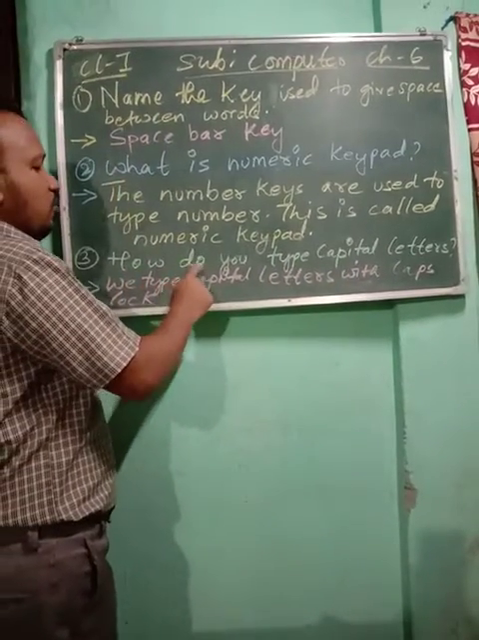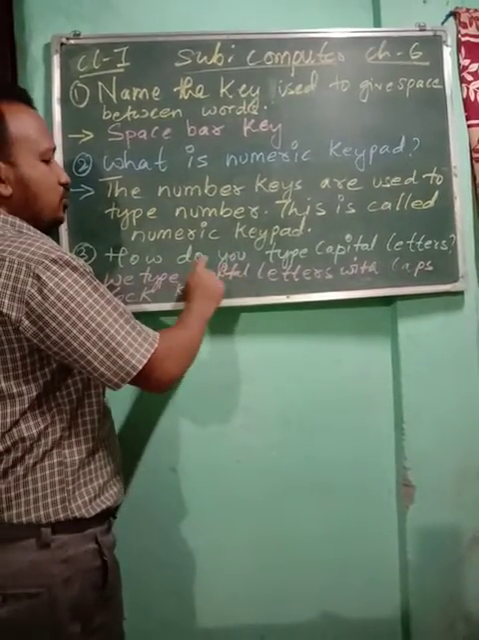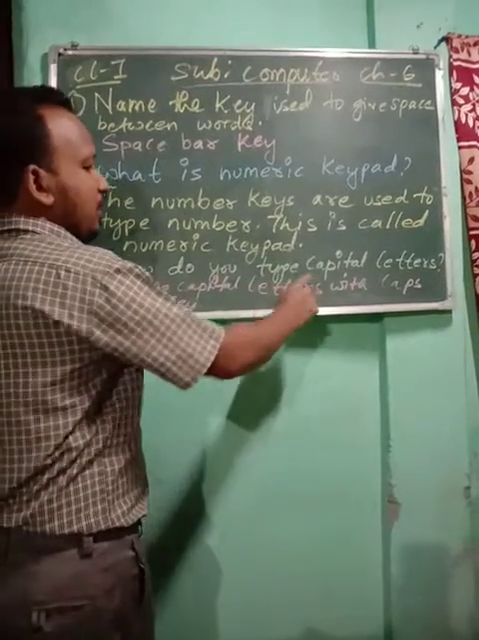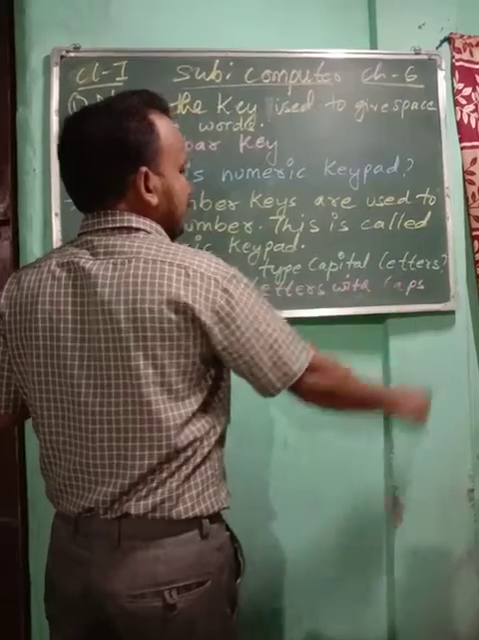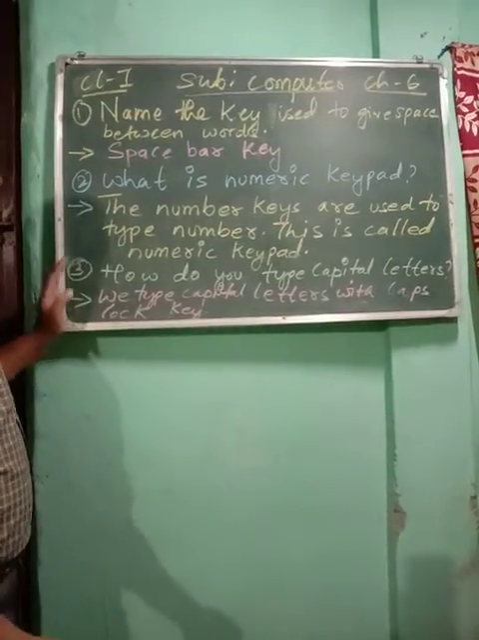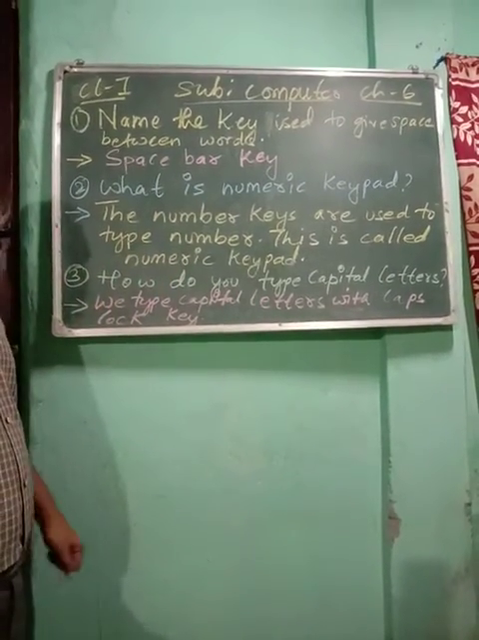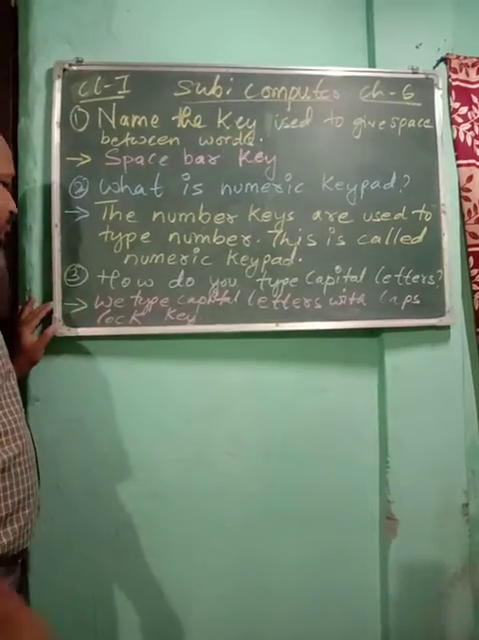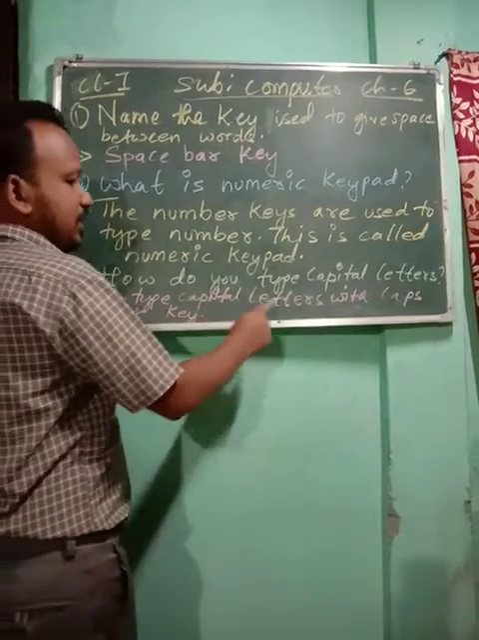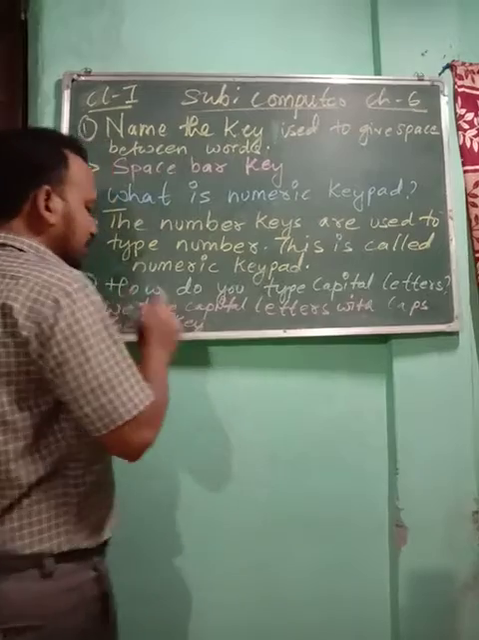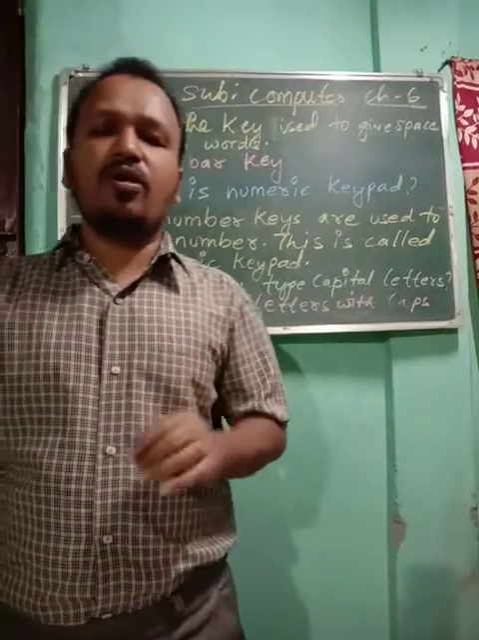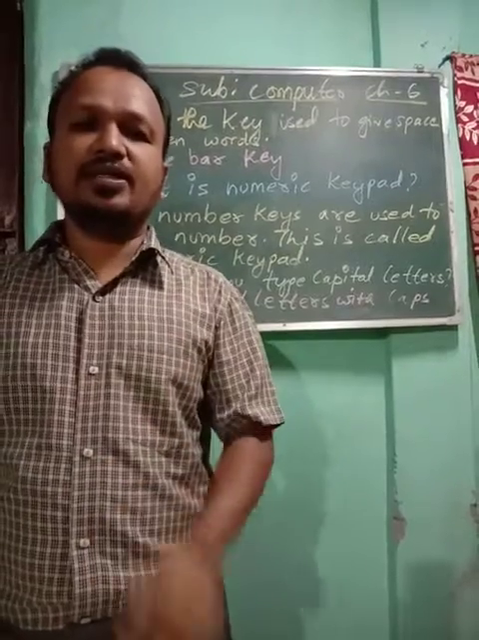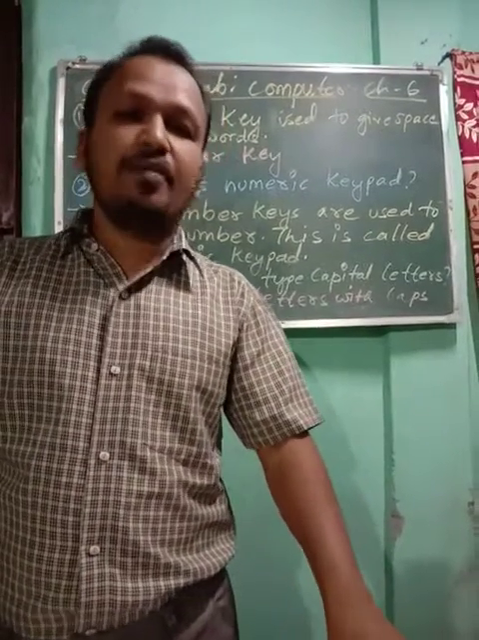How do you type capital letters? The answer: we type capital letters with the Caps Lock key. So how do we type, children? When we have to type capital letters, what do we do? We press the Caps Lock key.